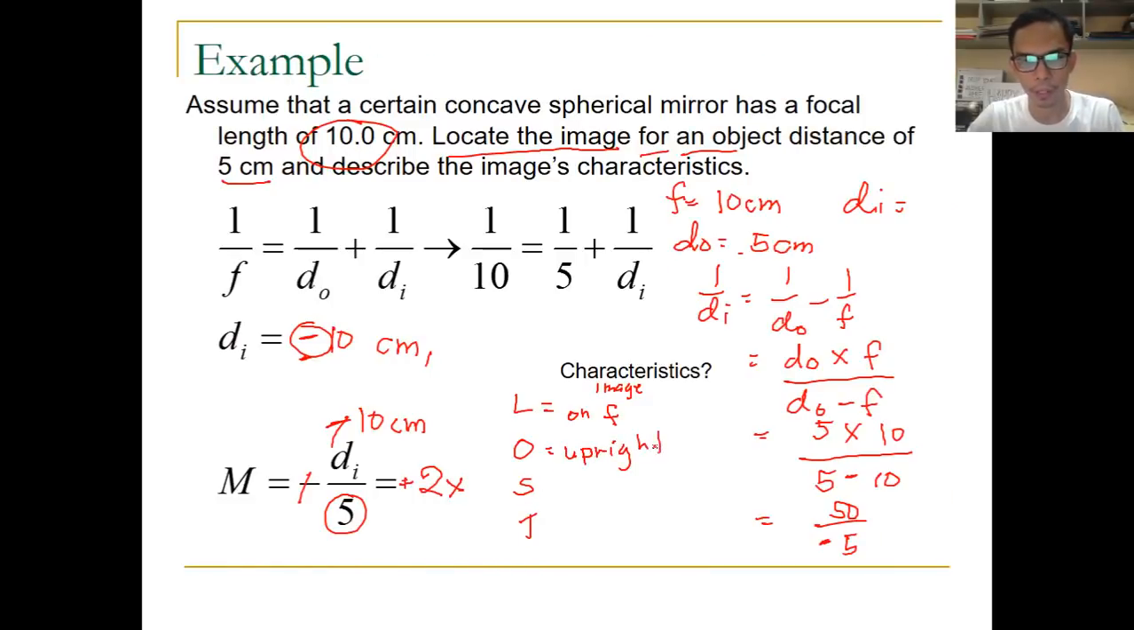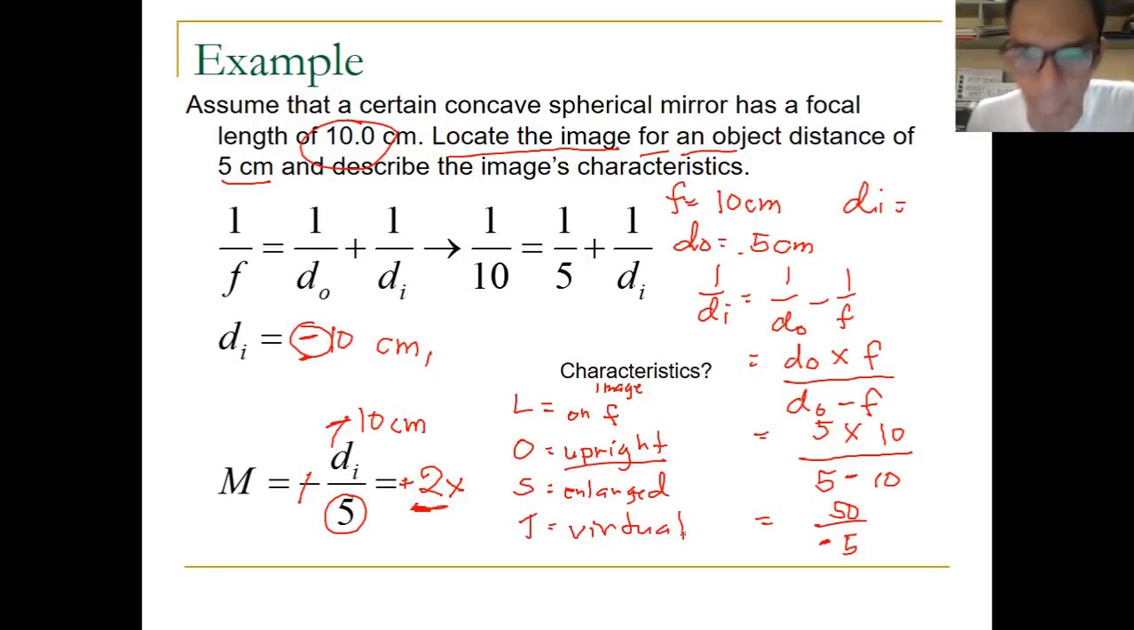Now, next one. According to the convention, what is the size of the image? Is it reduced, same, or enlarged? This is greater than 1, therefore this is enlarged. Next, what type of image? If it is upright, automatically, that is virtual. All right, so that is your first sample problem.